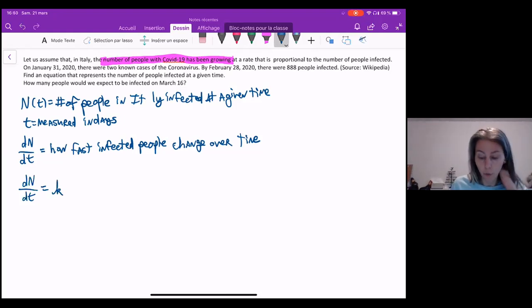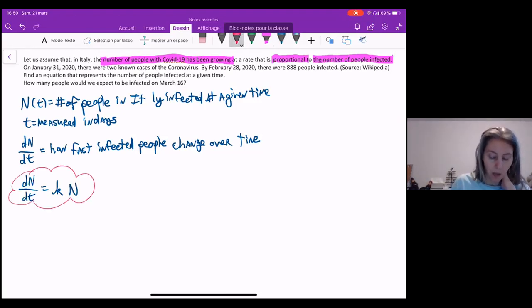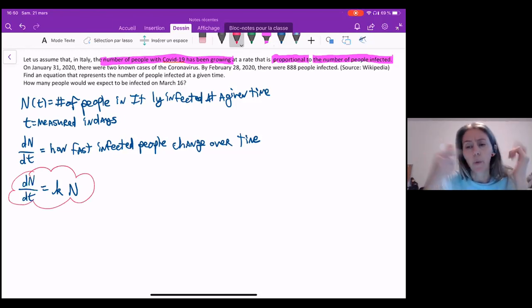Now what's it proportional to? It's proportional, that was my k, to the number of people infected. Well, guess what? We already defined that, that's N. This is our differential equation. Now that k in it is just some constant, it's unknown, so we're going to need to solve for it. We're also going to end up with a plus C when we solve this differential equation. So we have 2 constants we need to solve for, which means we need 2 initial conditions, and we have them.